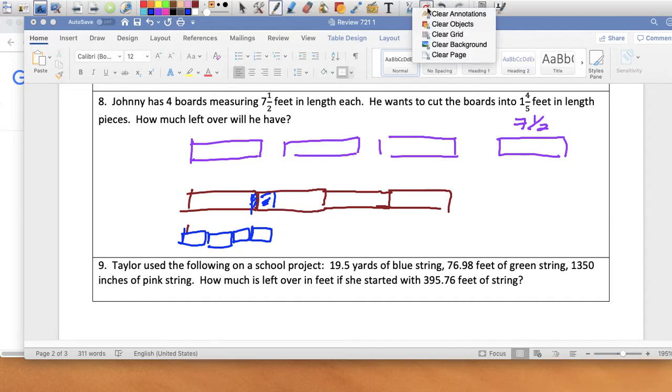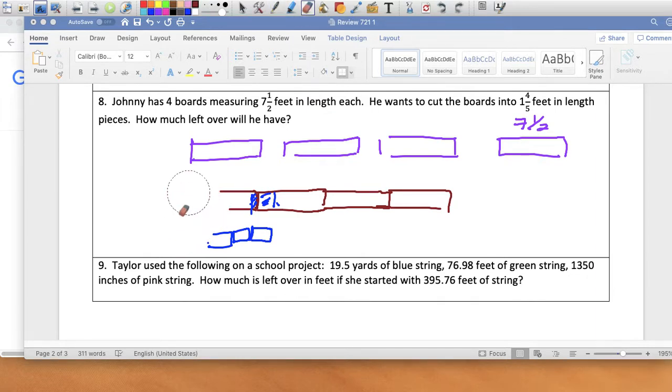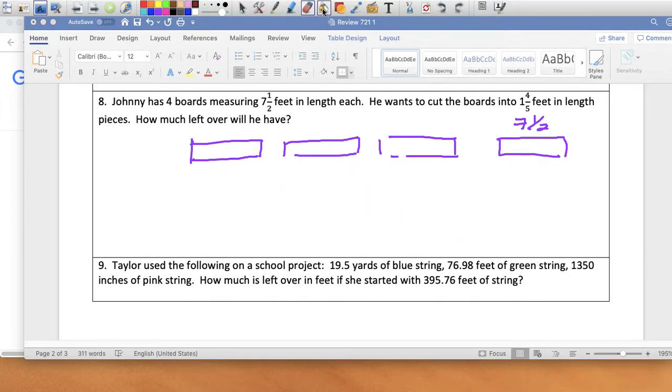So it does matter how you interpret this question. It doesn't say if the boards have to be in one piece, or I can, like I said here, join them. Personally, I think the question is like this. 4 boards. So let's take the first board. It's 7.5, and I'm gonna see how many 1 4/5 I can make out of that.